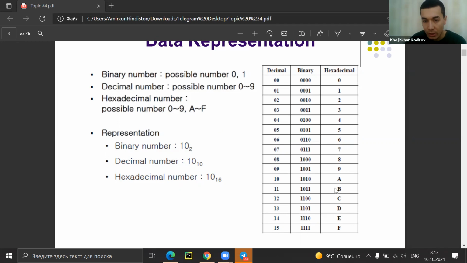For example, if in decimal we have 10, in binary it's going to be 1010, and in hexadecimal it's going to be A. If we have 11 in decimal, it's going to be 1011 in binary, and in hexadecimal it's going to be B. 12 is going to be C, 13 is going to be D, 14 is going to be E, and 15 is going to be F.